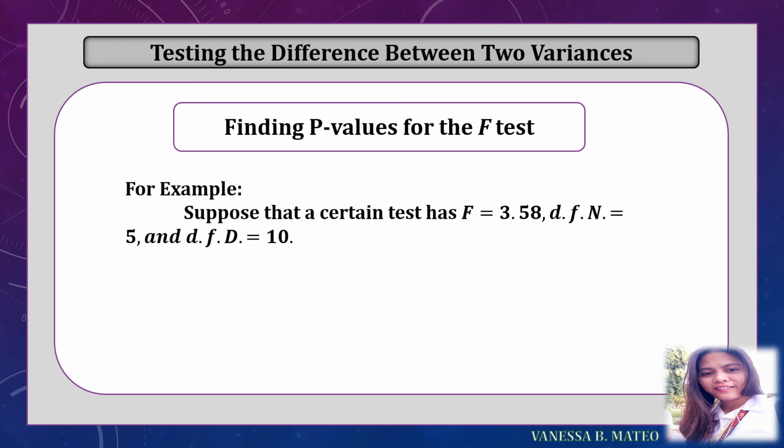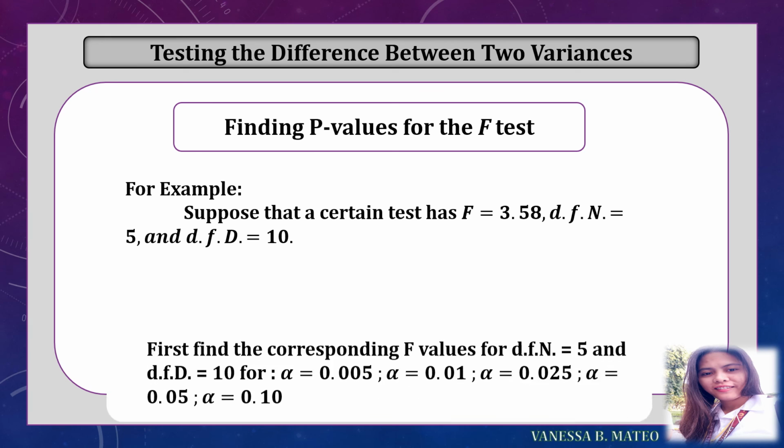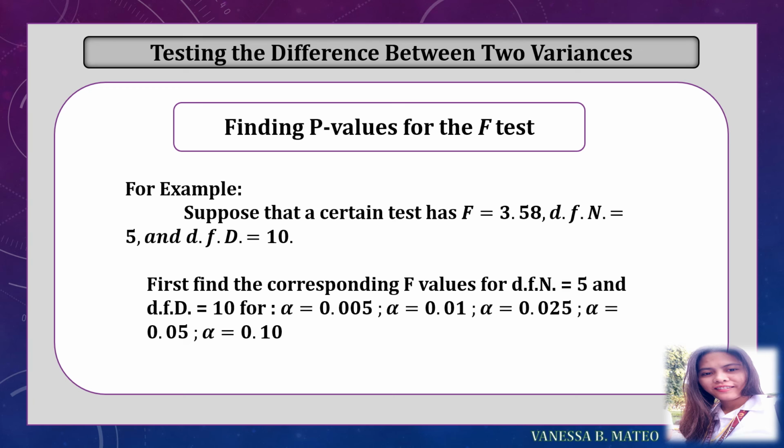airports. Finding p-values for the F-test statistic is somewhat more complicated since it requires looking through all F tables using the specific DFN and DFD values. So for example, suppose a certain test has F of 3.58, DFN of 5, and DFD of 10. The very first thing that we need to do is to find the corresponding F values for DFN 5 and DFD 10. So, gagamitin natin lahat yung table H ng mga alphas, 0.05, 0.01, 0.025, 0.05, and 0.10.